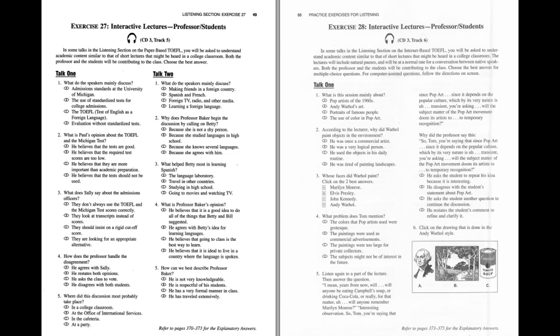Two, why does Professor Baker begin the discussion by calling on Betty? Three, what helped Betty most in learning Spanish?